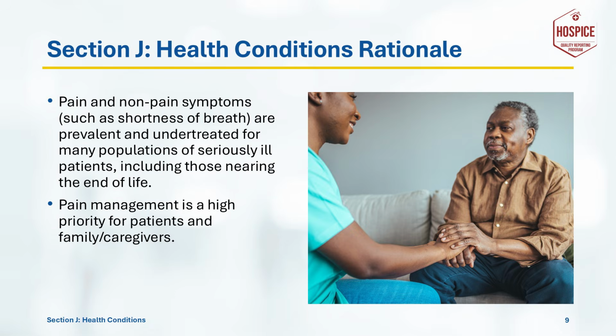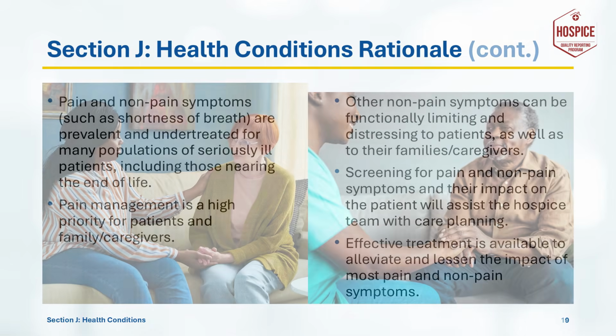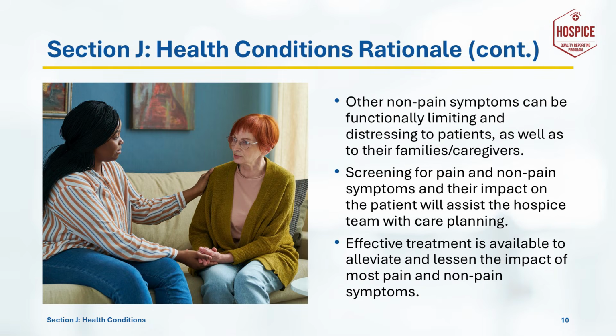Pain and non-pain symptoms, such as shortness of breath, are prevalent and undertreated for many populations of seriously ill patients, including those nearing the end of life. This forms the foundation for the rationale for the data elements found in Section J. Pain management is also a high priority for patients, family, and caregivers. The rationale is also based on knowing that other non-pain symptoms, for example, nausea and vomiting, can be functionally limiting and distressing to patients, as well as to their families and caregivers.